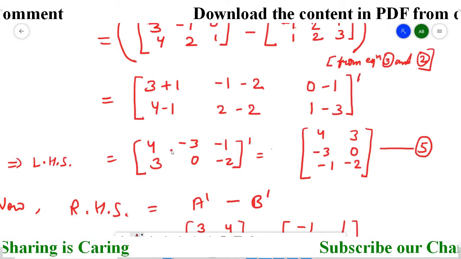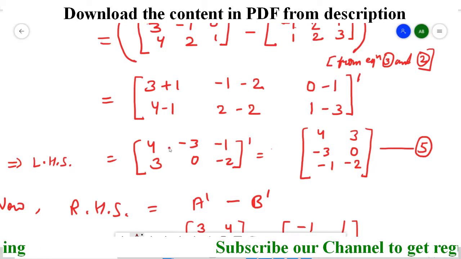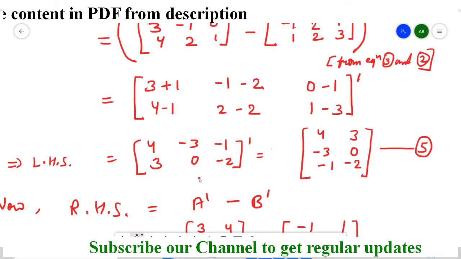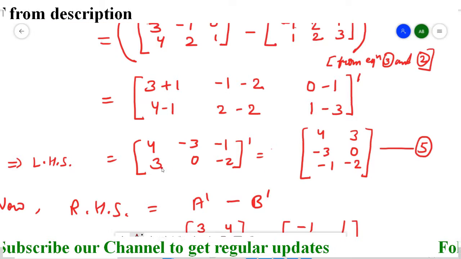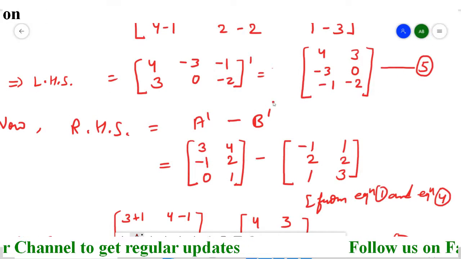And after all the simplification, now we will do the transpose of it. So the first row, that is 4, minus 3, minus 1, will change to the first column, and the second row will change to the second column. So this is our left hand side. Now we will start the right hand side. I assume this as equation 5. Further we will use it.